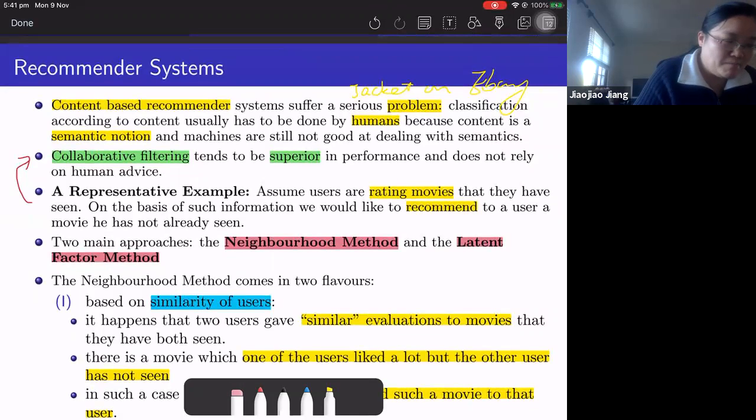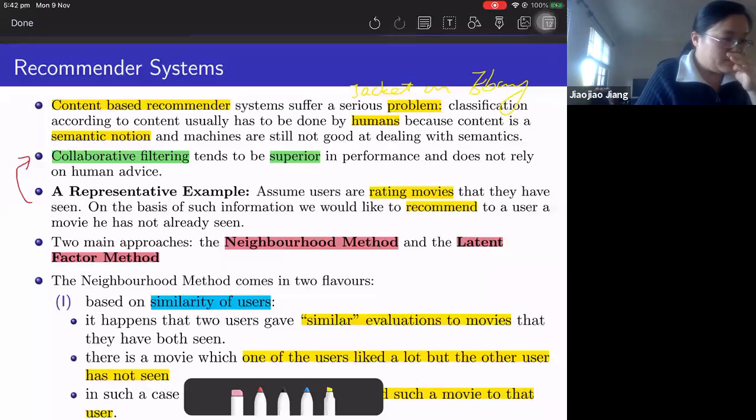A content-based recommender system often suffers a serious problem because it is based on the intrinsic similarity of the items, but the intrinsic similarity is often denoted by humans, and the content annotations are often semantic. If you buy a jacket or a pair of shoes on eBay, some people like it very much and give very high ratings, but other people have different semantics and give different ranks. So it is very hard for a machine to deal with semantics. This is the problem of content-based recommender systems.